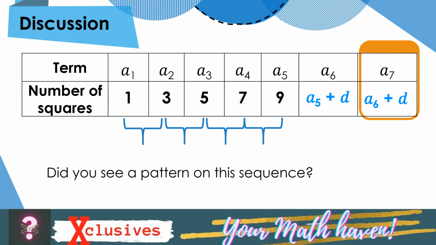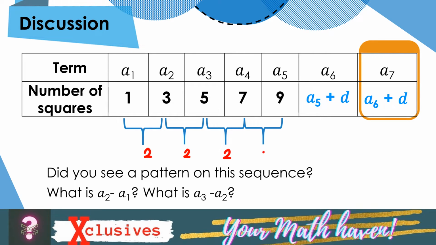So, did you see a pattern on the sequence? What is a sub 2 minus a sub 1? What is a sub 3 minus a sub 2? Now, let's try to solve this. For 3 minus 1, that is 2. 5 minus 3 is 2. 7 minus 5 is 2. And 9 minus 7 is also 2.